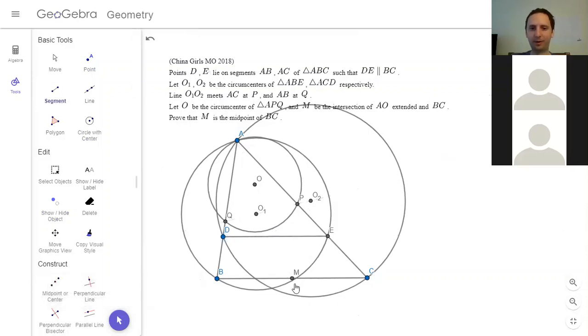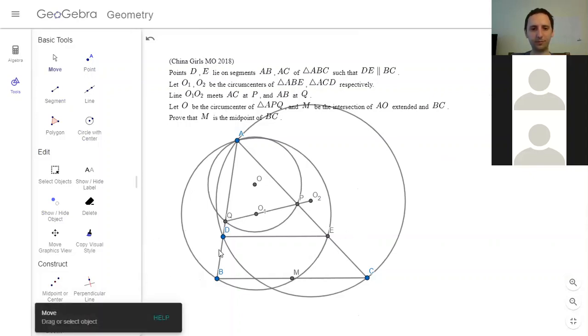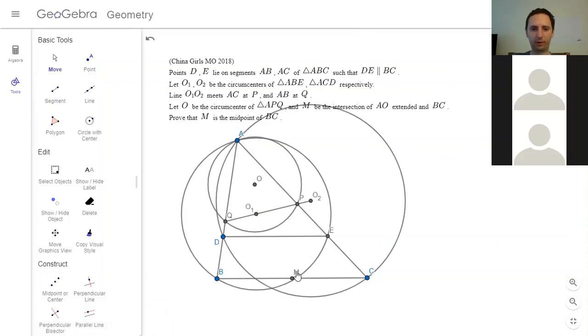So yeah, maybe we might want to let M actually be the midpoint and show AO and M are collinear. That's one way to do it. So yeah, I could let M prime actually be the midpoint. Either way, I guess. Yeah, this is just so weird.